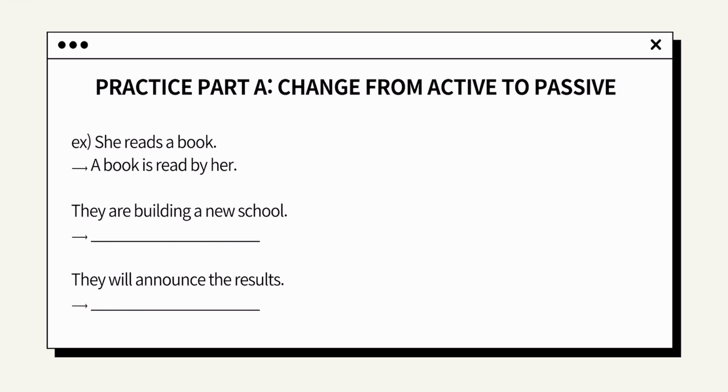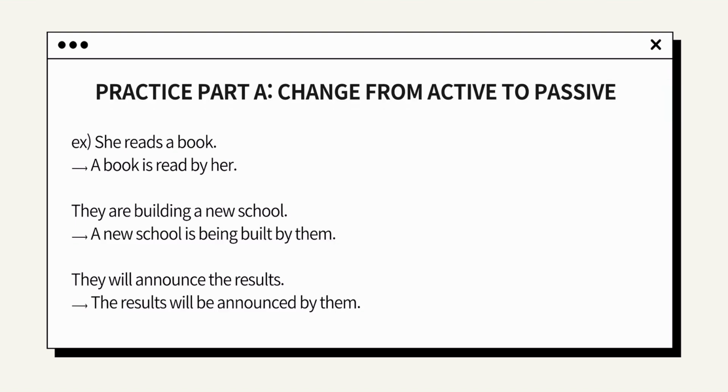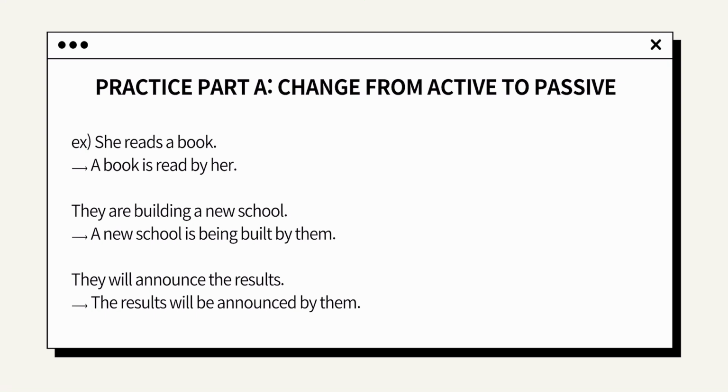So here we have the example: she reads a book. If we change this from active to passive, it's: a book is read by her. And for the next two, here are the answers. They are building a new school. A new school is being built by them. And then we have the second sentence: they will announce the results. The results will be announced by them. So this is how we change from active to passive.